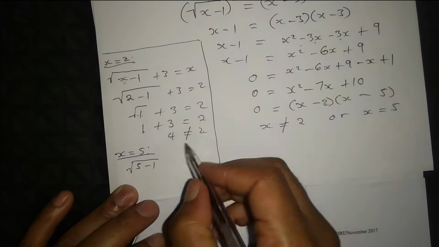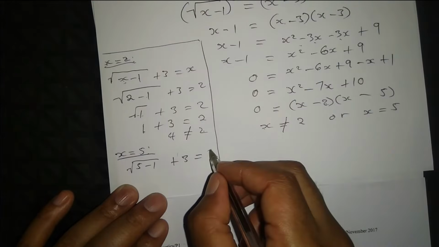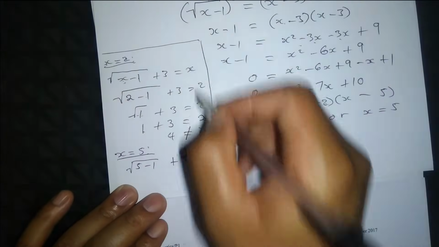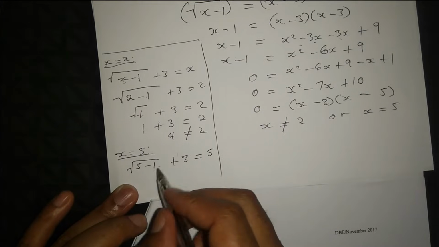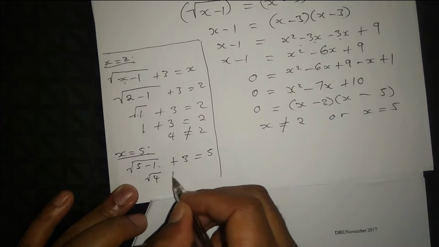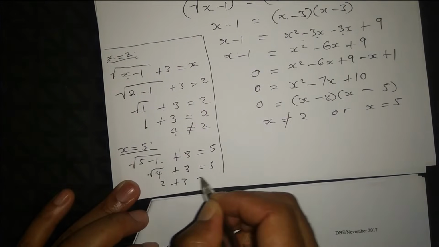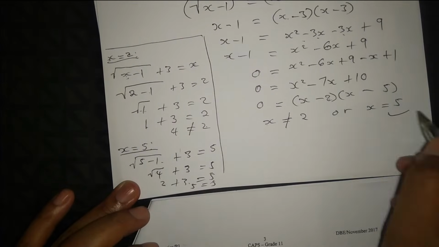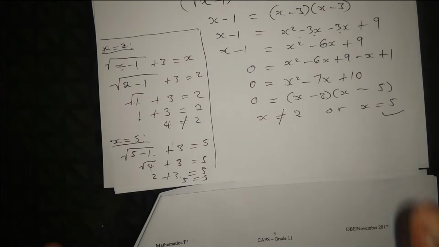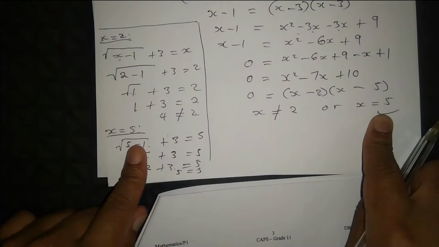Now test x equal to 5 in the original equation. √(5 − 1) + 3 equals 5. 5 minus 1 is 4. The square root of 4 is 2. So it balances: 2 plus 3 is 5, so 5 equal to 5. So this is our solution. Every time we solve a surd equation, you need to test the solutions. Alright, let's move on.